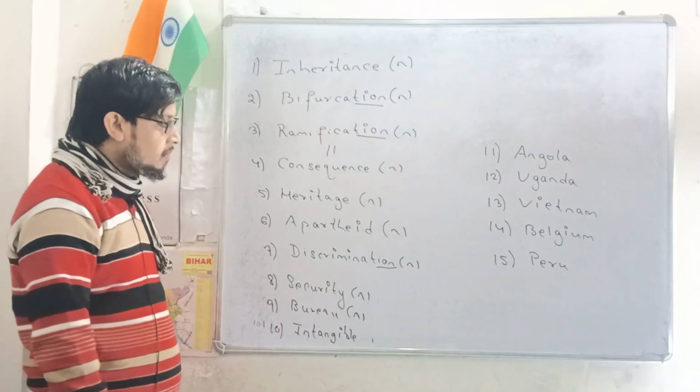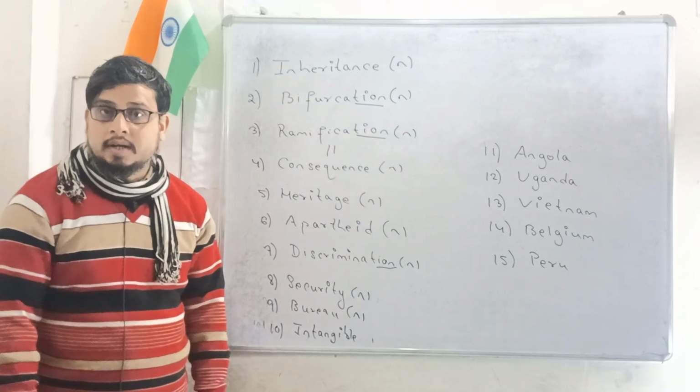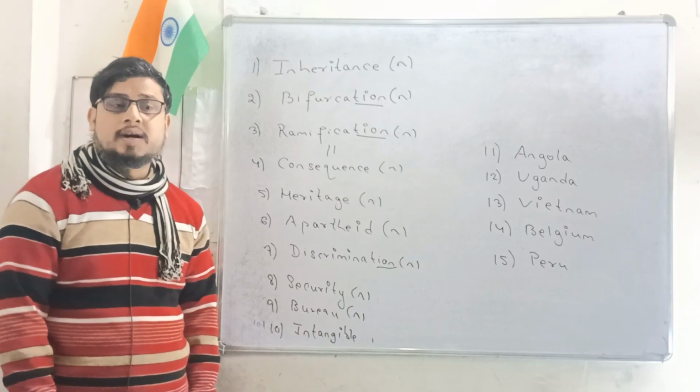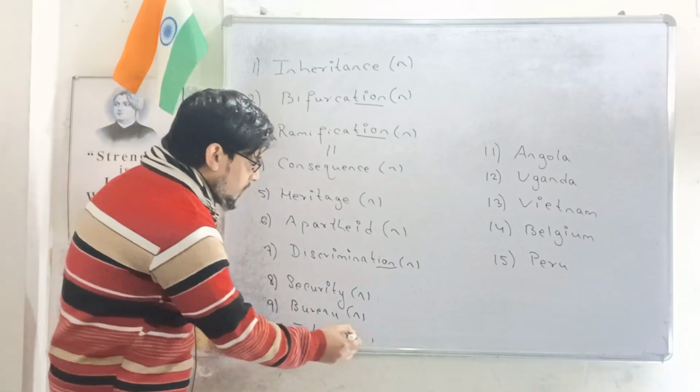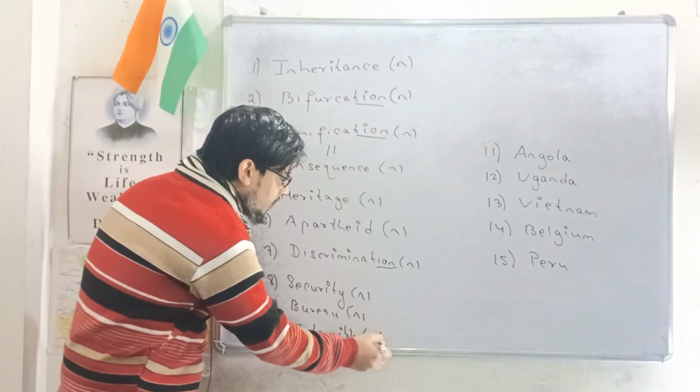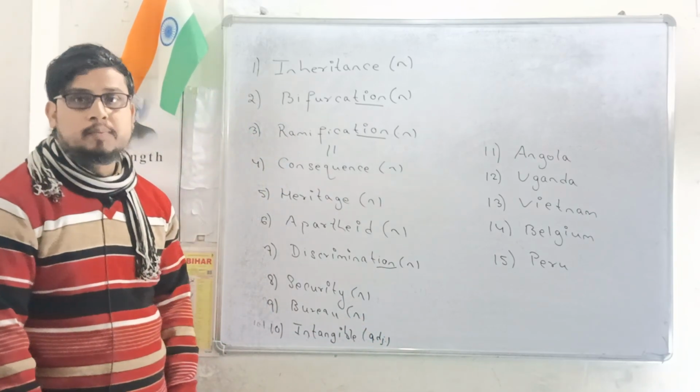Intangible. Intangible means that which cannot be touched. Like the Kumbh Mela. The Kumbh Mela you can't touch. You can only feel. So it's an adjective. It's an adjective because it modifies a noun or pronoun.